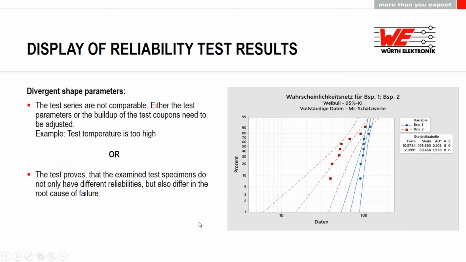Otherwise, if you have such a result with the same test parameters, it proves that your examined specimens not only have different reliabilities, but also differ in the root cause of failure, which may well be, for example, that some specimens fail at the barrel and the others get an interconnect separation. That is something you will probably see with a Weibull diagram and the shape parameter. And this shows how important it is to have the data in a way that you can really work with it fast and well.